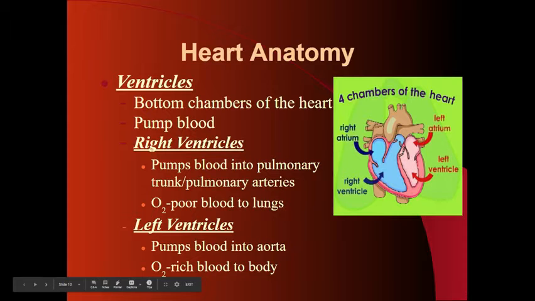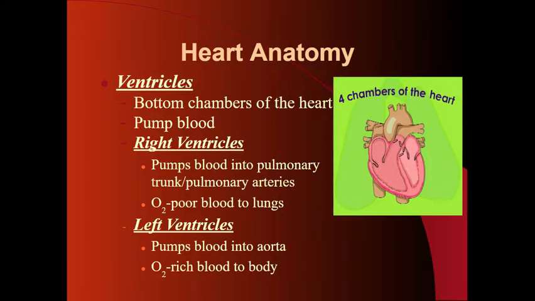The bottom 2 chambers are the ventricles. The job of the ventricles is to pump blood to various parts of the body. The right ventricle pumps blood into the pulmonary trunk and pulmonary arteries. It is pumping oxygen poor blood to the lungs. The left ventricle pumps blood into the aorta, and it is pumping oxygen rich blood to all parts of the body.